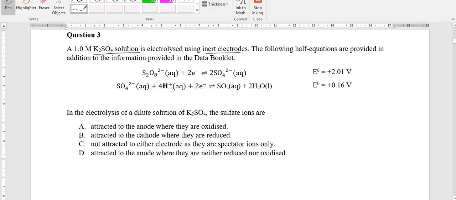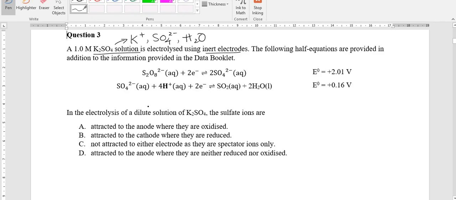Now, the key here is, well, this is basically a straightforward determine the products of electrolysis. So we're going to list every species present. So we have K plus, SO4 2 minus, and H2O. And I think the key here is to recognize that H plus is not present, at least not in a significant amount.